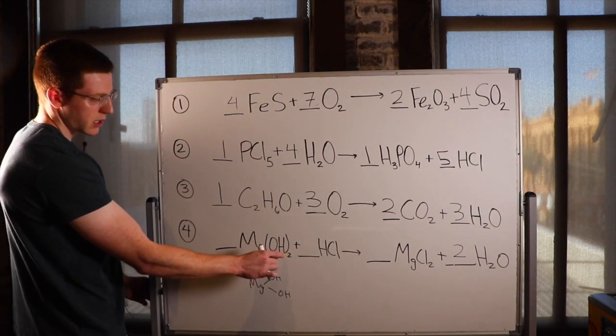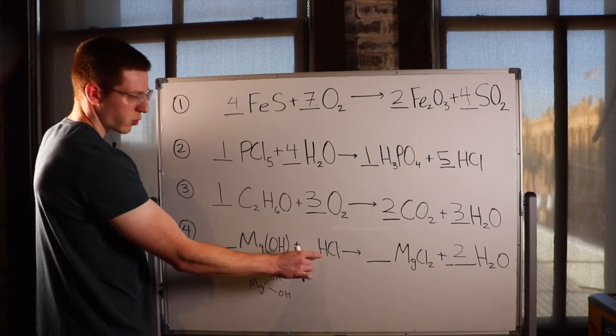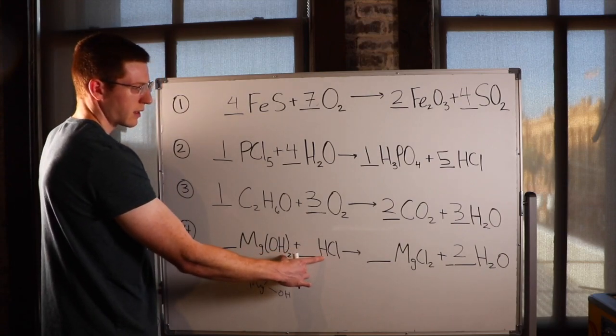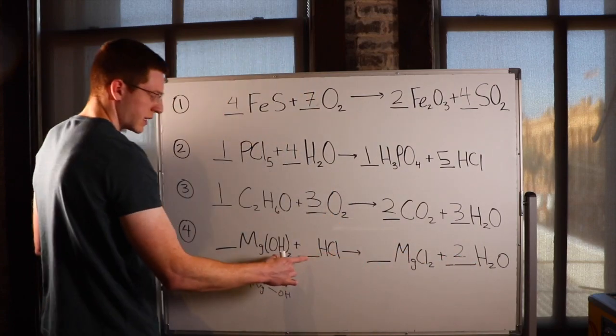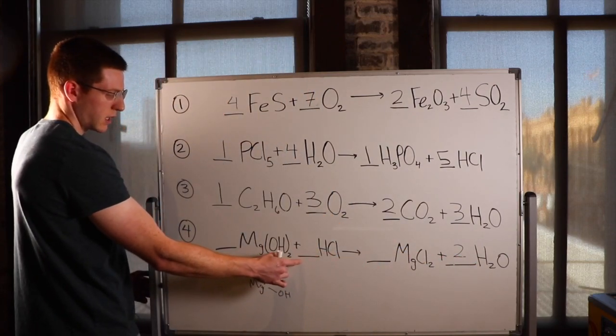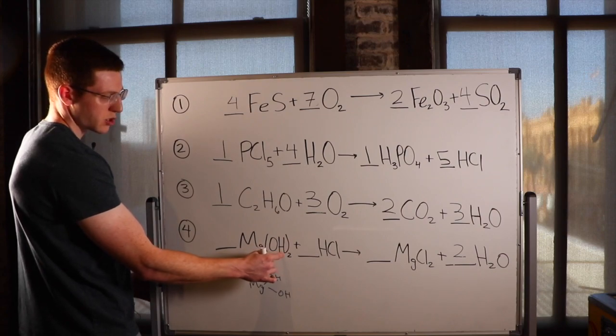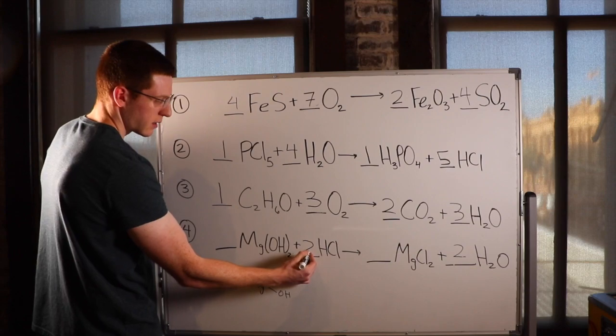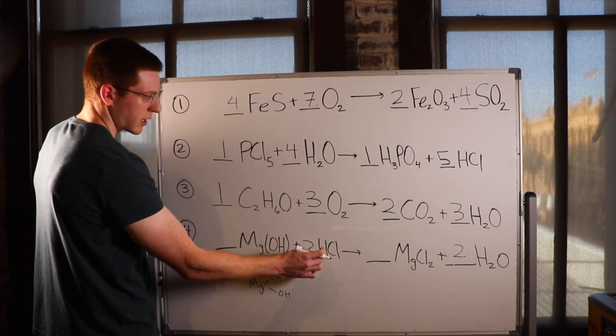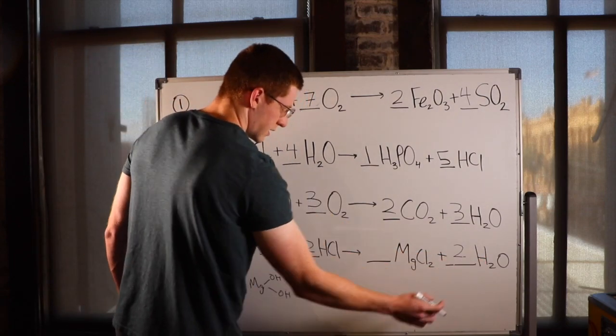Then hydrogen. So I've got 2 hydrogens here plus 1 more here. So 3 hydrogens on this side, 4 hydrogens on this side. So how can we get this side to have 4 total hydrogens? Well, we've got 2 here, and then we could just turn this into a 2, right? So 2 and 2, so 4 hydrogens now matches with 4 hydrogens.